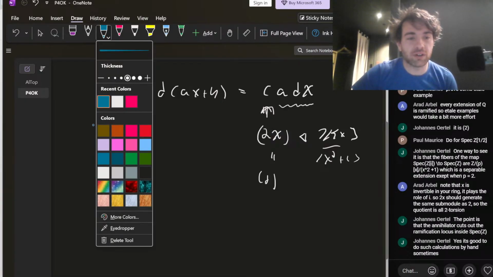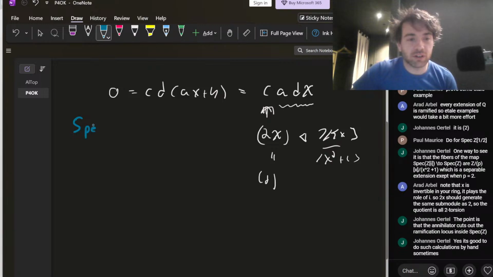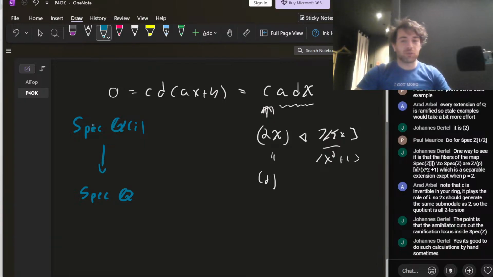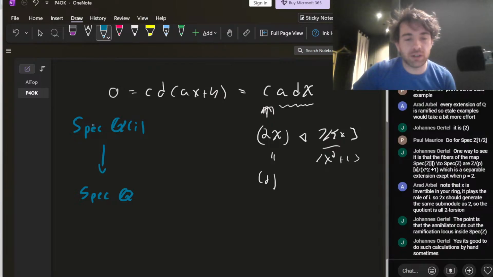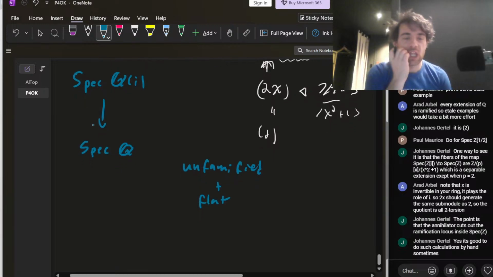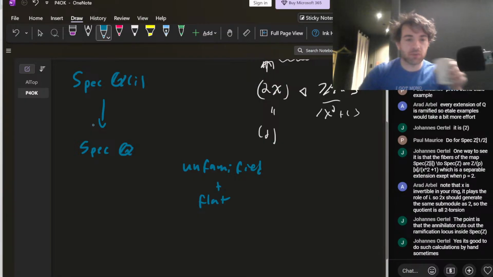Okay, let's keep doing geometry, and let's answer his question. It's close to the same example about proving that something's étale. So we could prove that this map is étale. So what do we need? We need that it's unramified and flat, right? Unless I'm mistaken, flat and unramified is enough.